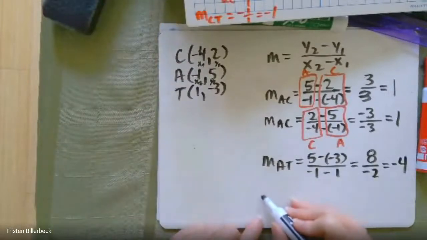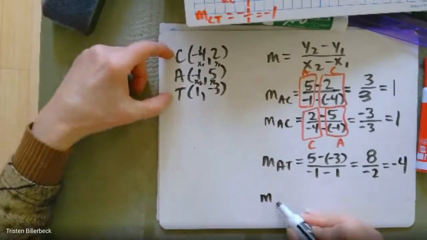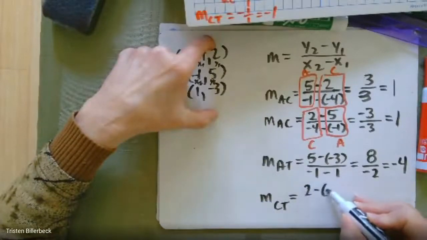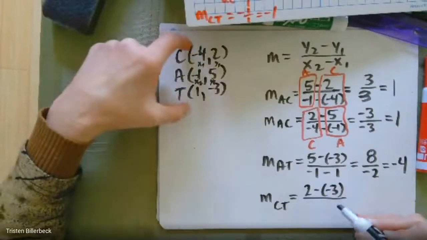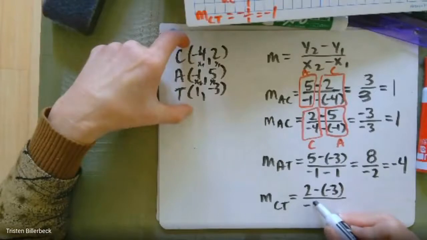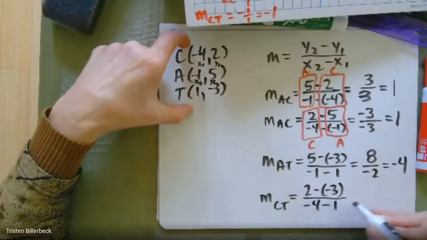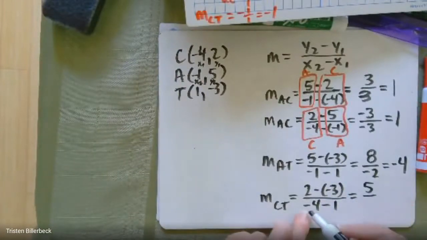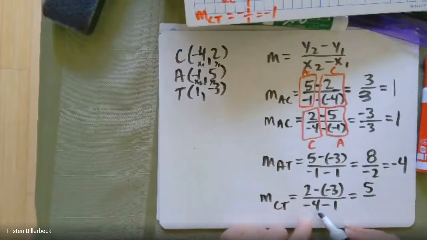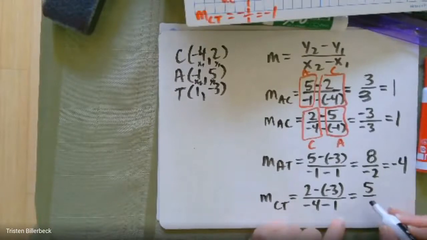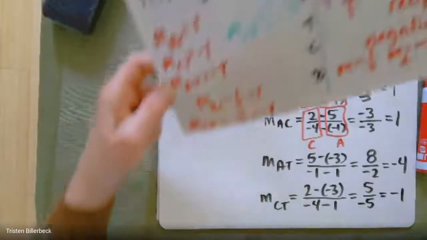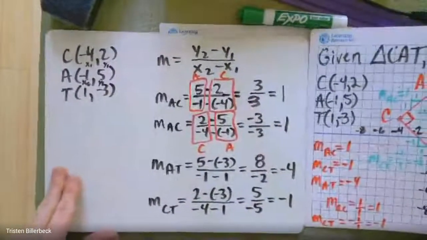All right. And then the last slope, CT, equals, and we're going to take 2 minus a -3 over -4 minus 1, and that gives us 2 plus 3 is 5, and -4 minus 1 is, you have -$4 in the bank, and you spend one more dollar, you are in more debt. So it's -5. So that equals -1. So look at that. It's the same thing that we found before.